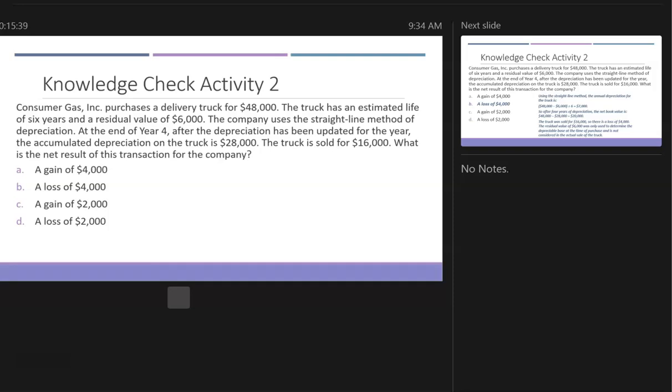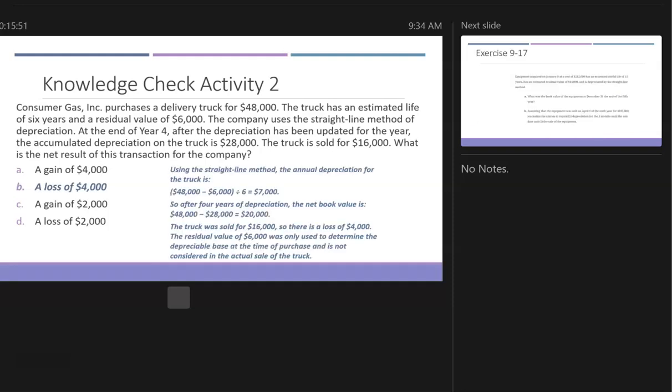48 minus 28 is what? Adjusted book value of 20, wouldn't it be? If we sell it for $16,000, won't we have a loss there, guys, of $4,000? Right?